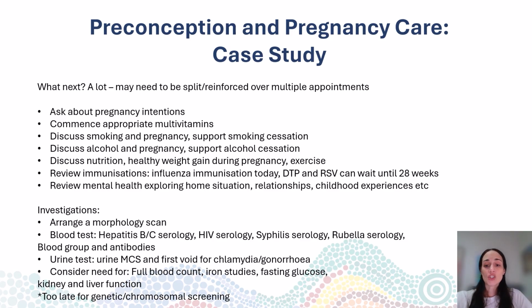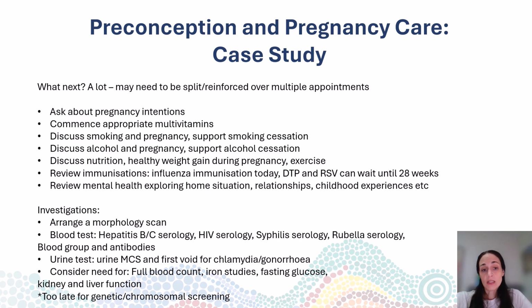Now, let's assume that Sarah, although unexpected and a bit shocking, does want to go ahead with this pregnancy. So we need to pop her on the appropriate multivitamins, and you can go and look up the appropriate multivitamins in the national guidelines. We also need to discuss smoking and the risks in pregnancy, and we need to support smoking cessation ASAP. Same goes for alcohol, so discuss the risks of alcohol intake during pregnancy, and we need to support cessation of alcohol immediately. We also need to discuss nutrition, healthy weight gain during pregnancy, and exercise.